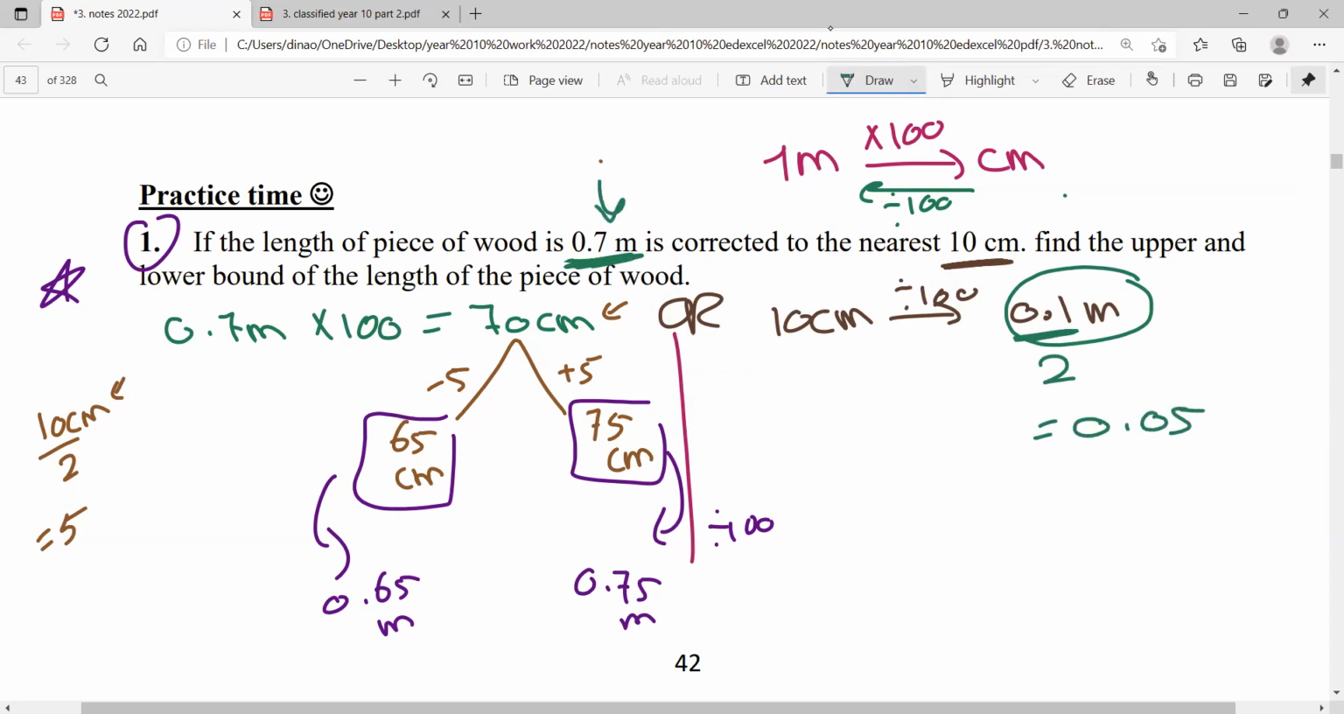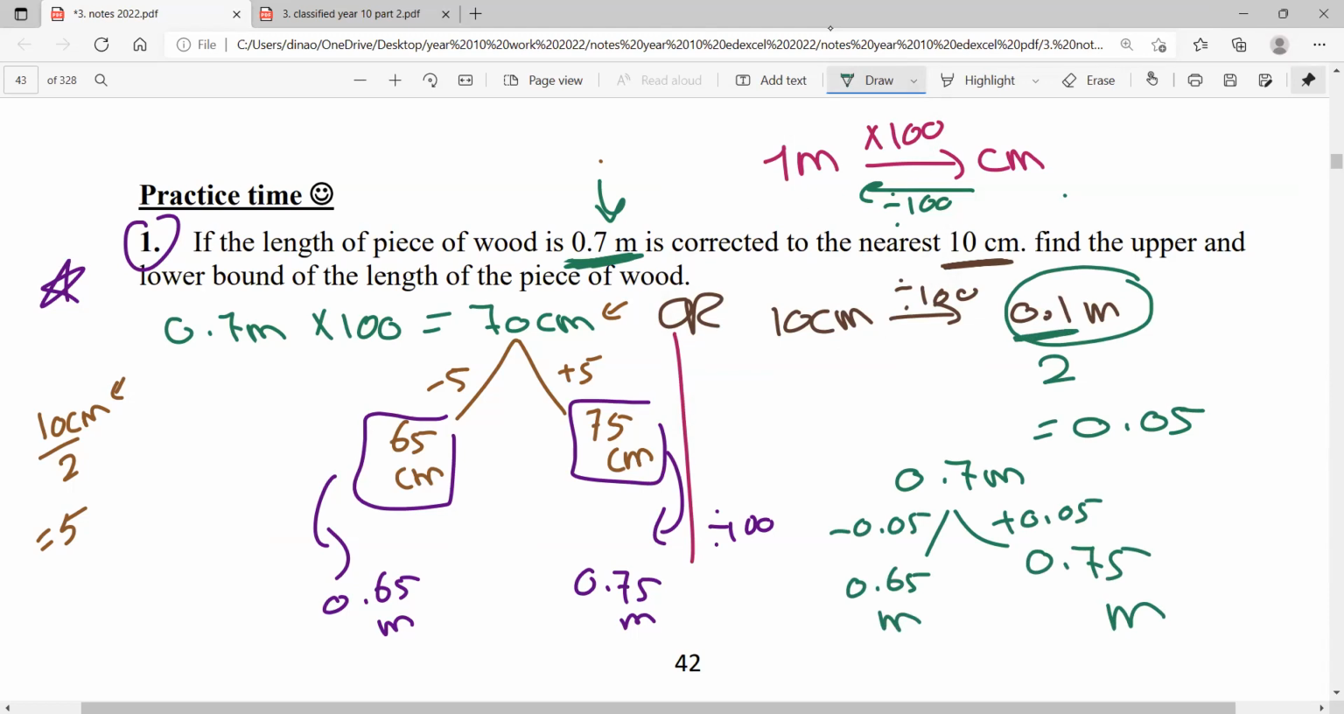So I will work on this, and these are meters. Add 0.05 to find the upper bound, and this will be in meters automatically. Subtract 0.05 to find the lower bound, and this would change into 0.65 meters. So in this question over here, we just discussed the possibility that sometimes, and yes, this actually sometimes occurs in exams, the units are different.